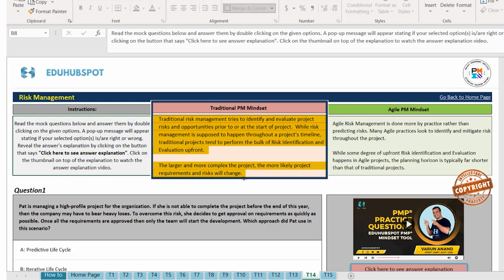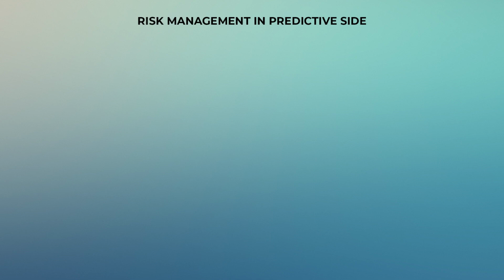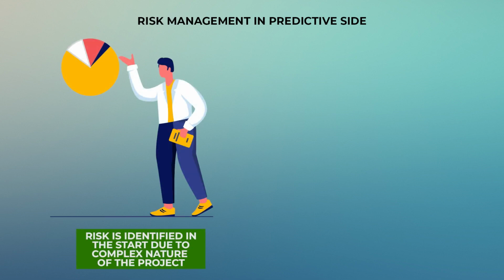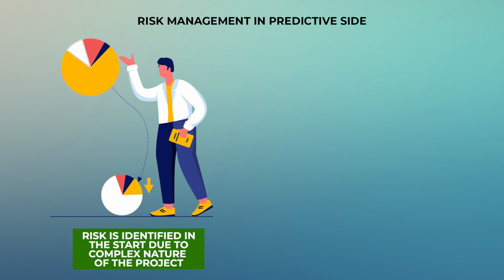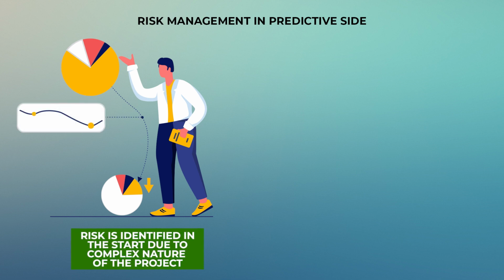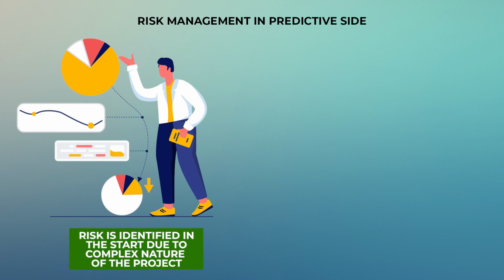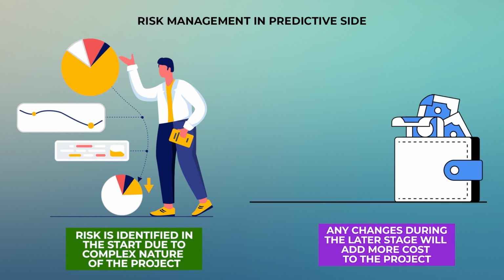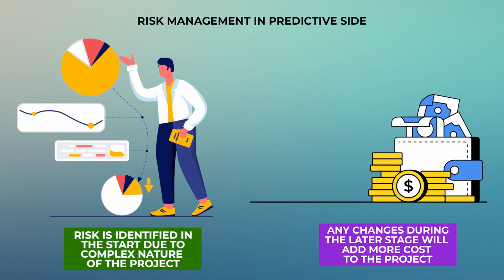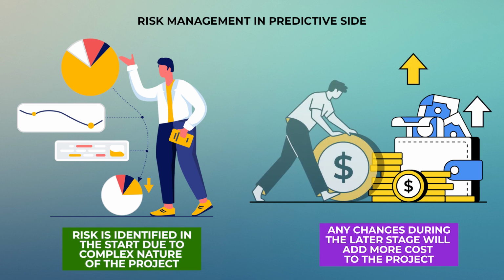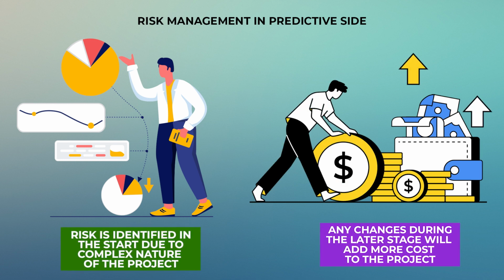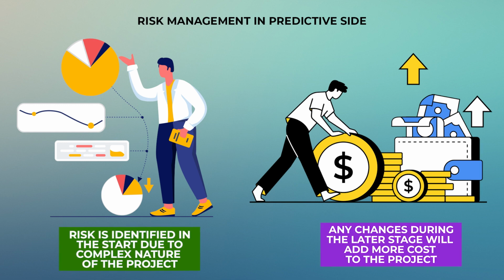So on the traditional project, typically it is often said that you should identify the risk throughout the project, but typically it is done actually in the beginning. Because the projects are complex, you want to make sure that if anything changes at the later stages, it would prove to be very expensive, costly for you. So you try to make sure that you identify the risk in the beginning stages of the project.